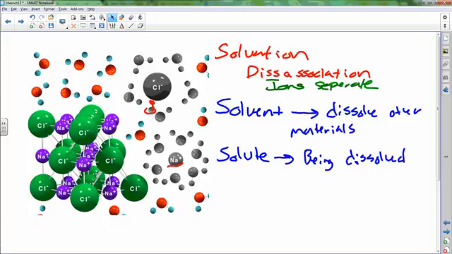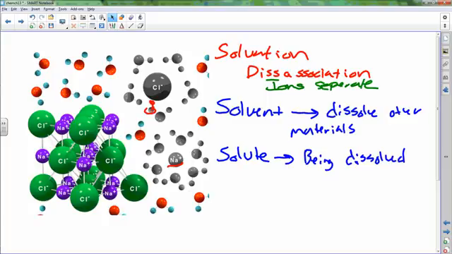Now, nine times out of ten, when we're talking about a solute and a solvent, we're talking about a liquid solvent like water and a solid solute like the salt. But you definitely can have liquid solutes as well. For example, ethanol, alcohol, dissolves into water very easily, which is why we can have wine and beer and all that kind of stuff.